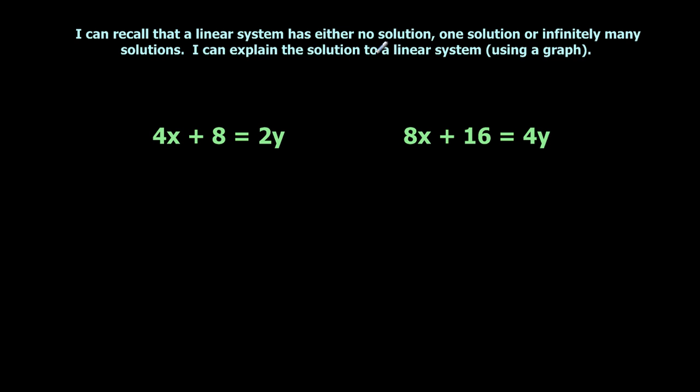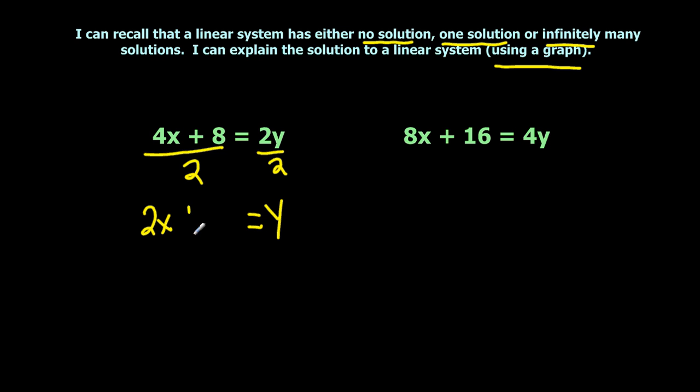So today we're talking about how can you tell if a system is going to have no solutions, one solution, or an infinite number of solutions, and can you explain it using a graph? So if I look here at my two equations, I'm going to start because I'm more comfortable when I have it in the form of y equals mx plus b. So I'm going to get my y alone by dividing 2 on both sides. And then my equations will look the same. So I get y equals 4x divided by 2 is going to give me 2x plus 8 divided by 2 is going to give me 4. So my new equation is y equals 2x plus 4.